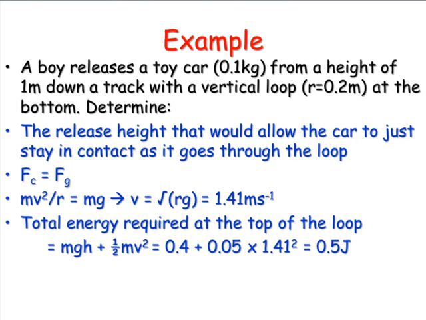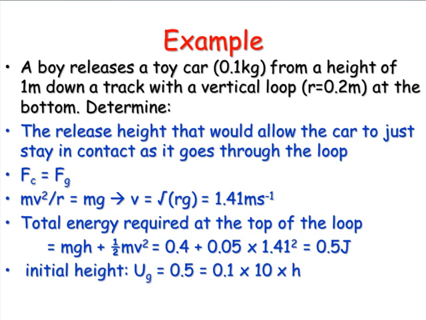Therefore, find the total energy. You've got mgh plus a half mv squared, that's the total energy at the top. Substitute in, we've got 0.5 joules is needed. So now work back to an initial height, Ug equals 0.5, we've got to start with that 0.5 joules, equals mgh to calculate h, so half a metre. And it would get around just touching it.